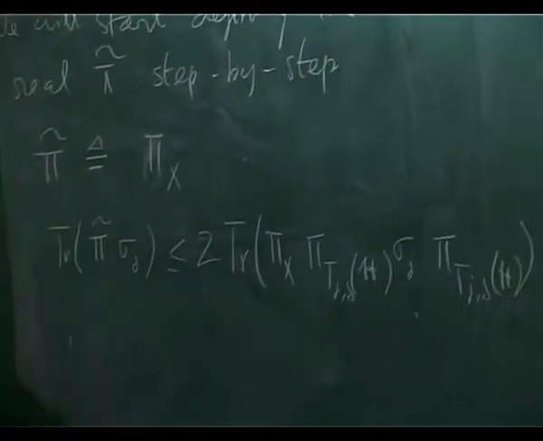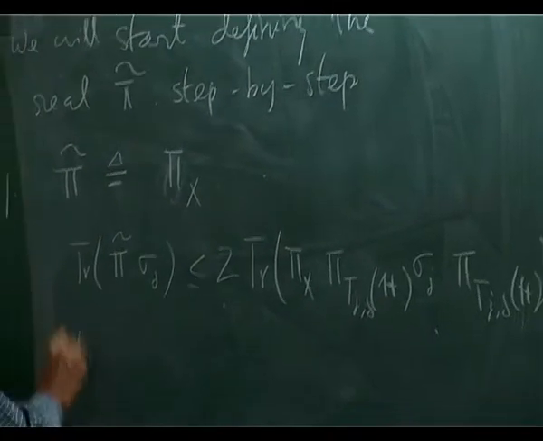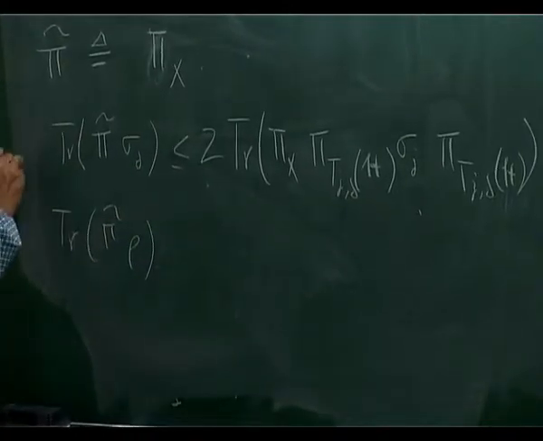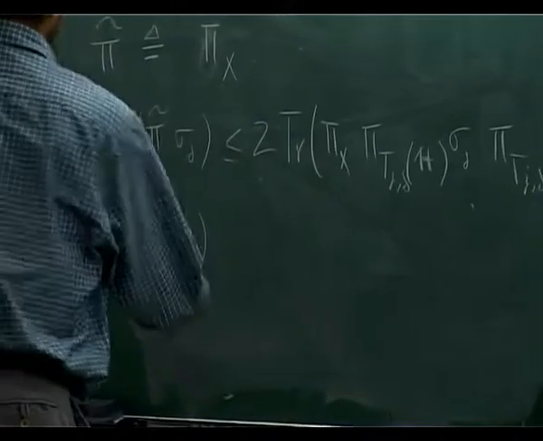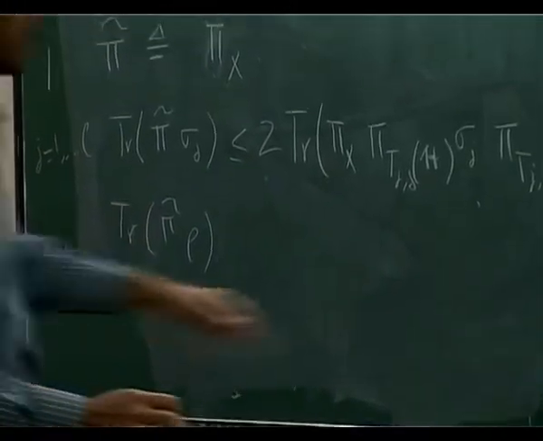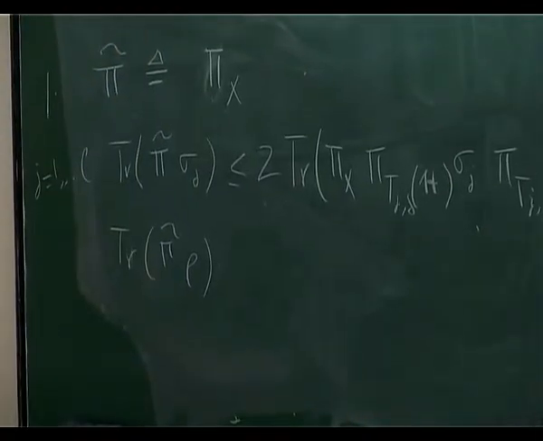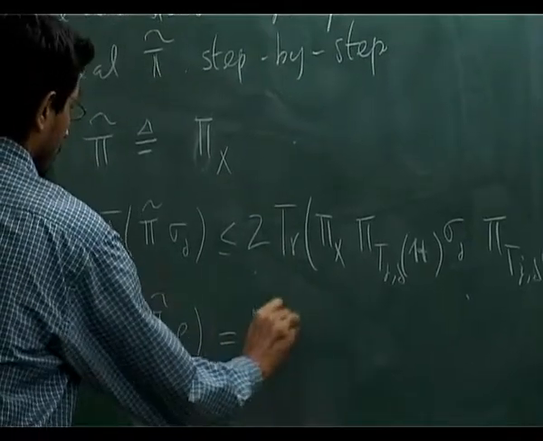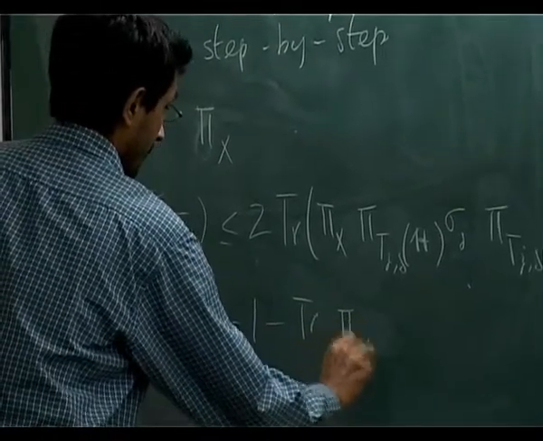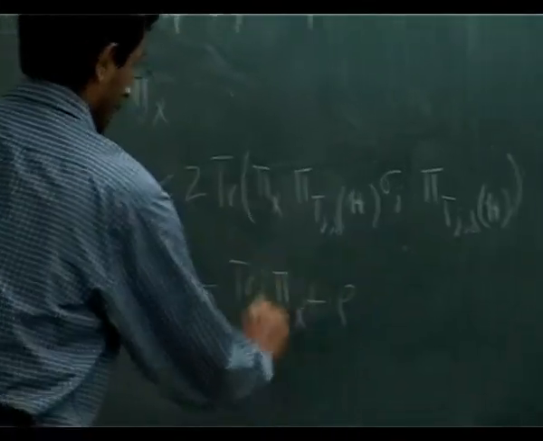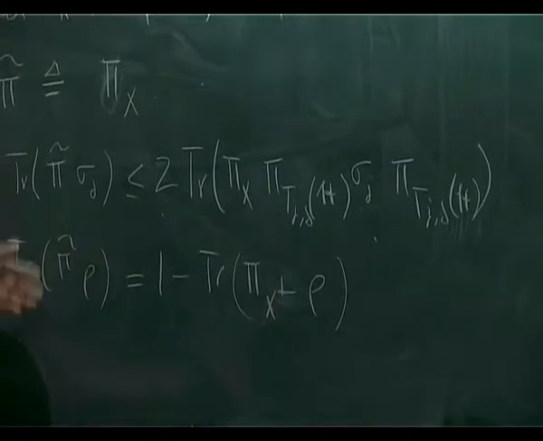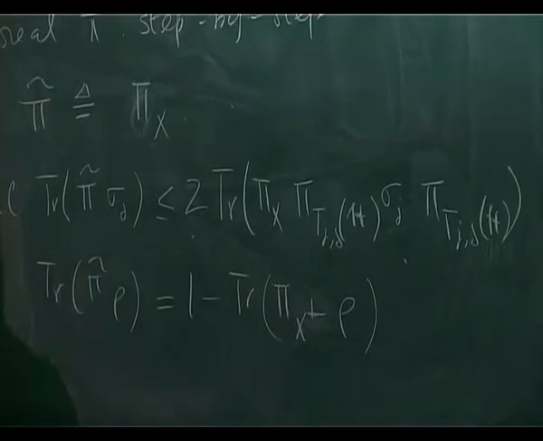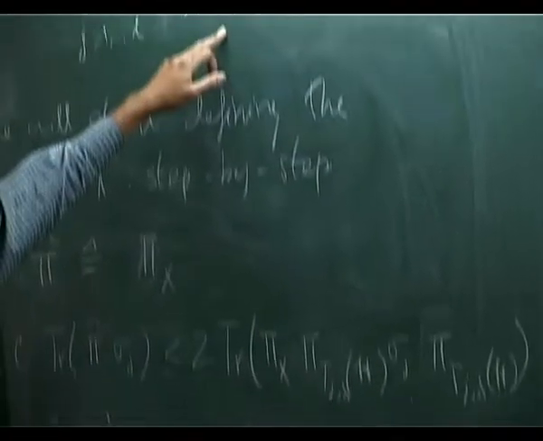Okay, so this is for sigma j. What can I say about trace of pi tilde rho? So this is j equal to 1 to l. It's good for all j's. So this is right. Trace of, I mean, pi tilde is pi x, right? Now it's 1 minus trace of, I mean, projecting on the orthogonal thing. But what is the orthogonal thing? It's a span of heavily tilted versions of H.